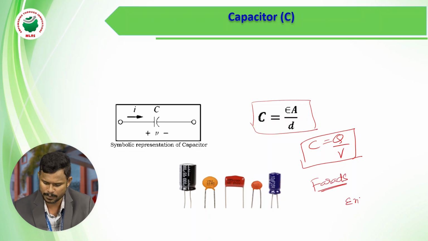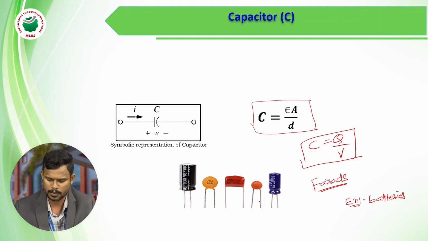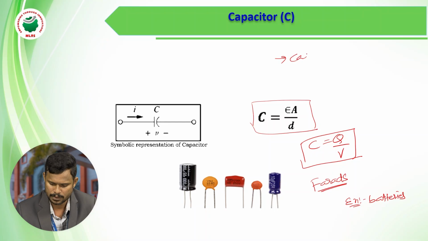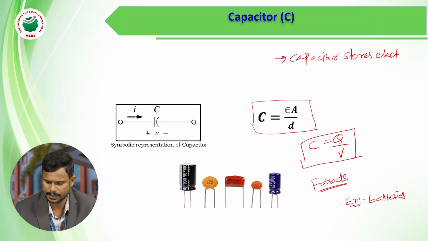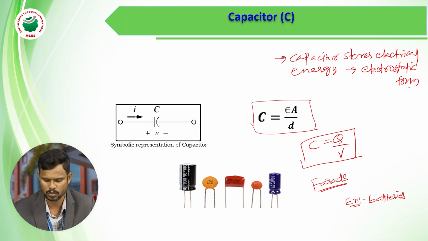And the best example for the capacitor is batteries. And the main property of capacitor is that it can store the electrical energy in electrostatic form.